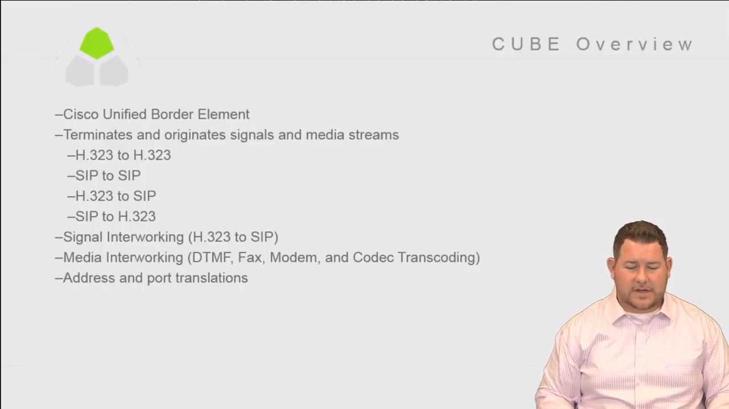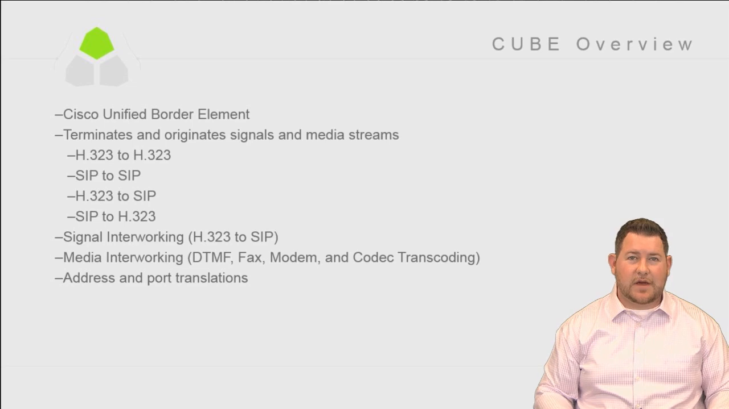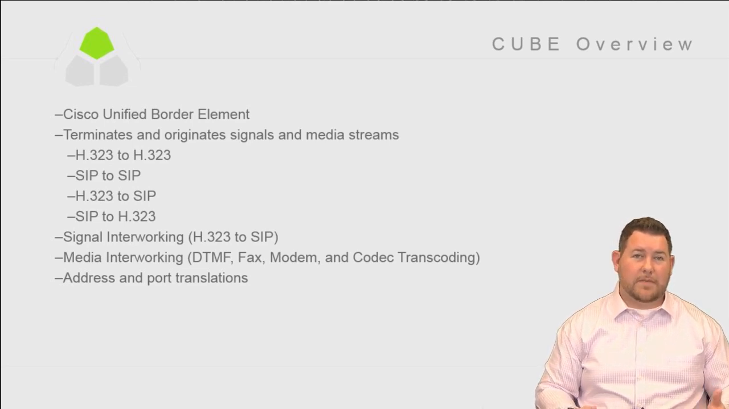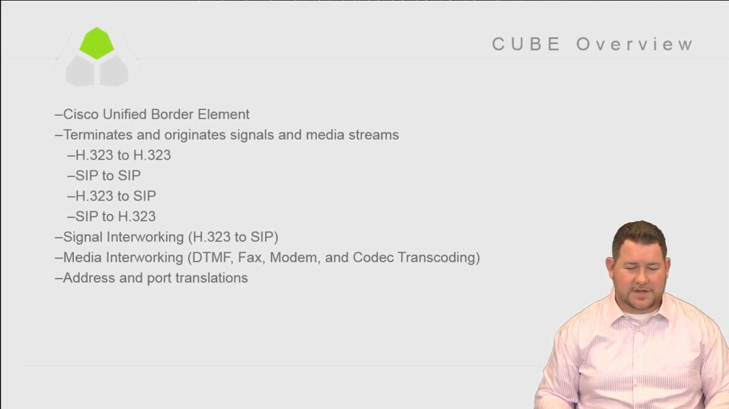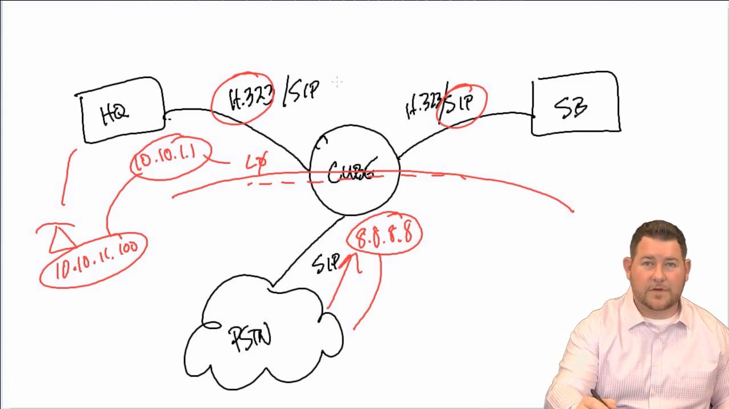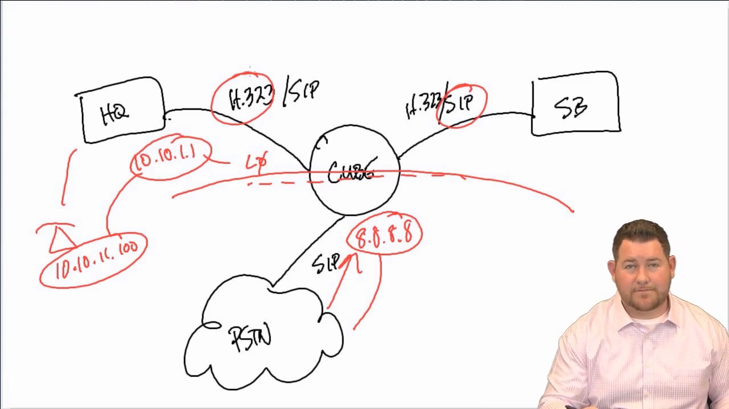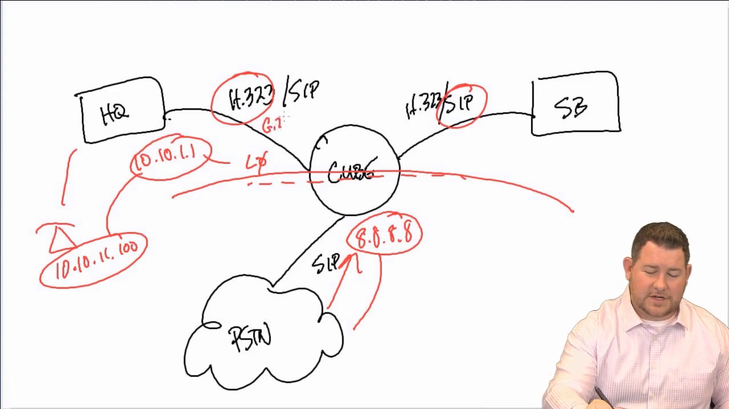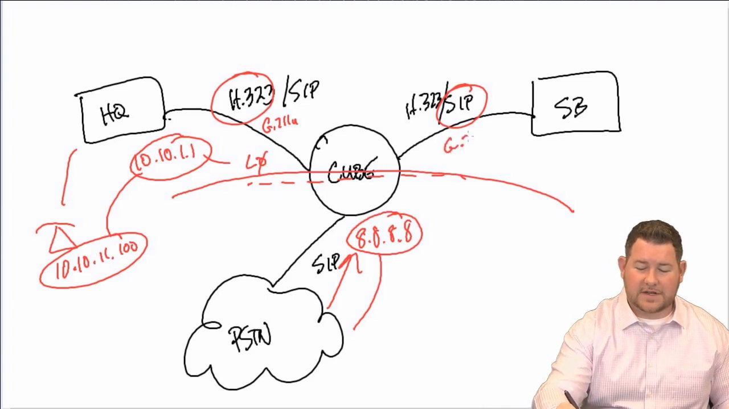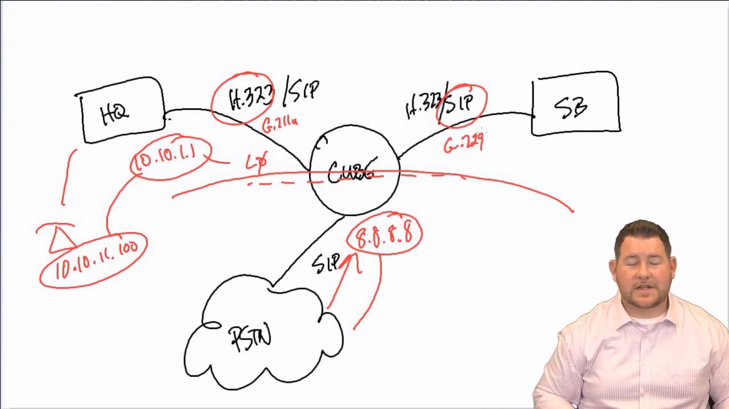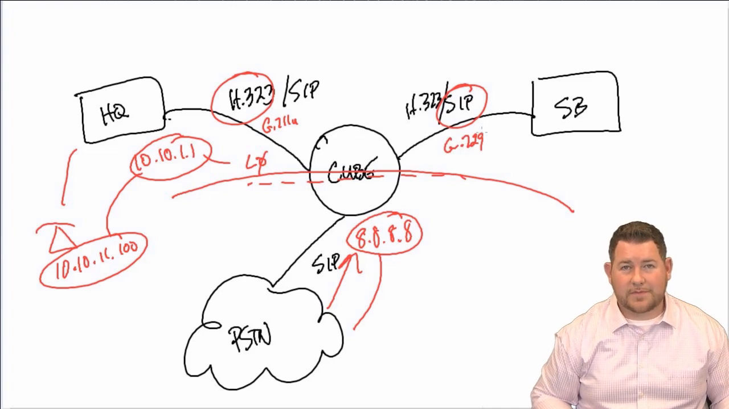Media interworking with DTMF, fax, modem, codec transcoding. Basically DTMF, if your DTMF methods are mismatched, then Cube can resolve that. It can be configured to resolve that. Also, it can perform transcoding for you if you have a codec mismatch. So for some reason, let's say that you have your H.323 trunk on this side set to use G711 only, and then on this side you have your SIP trunk set to use G729. Well, obviously at that point you're going to have a codec mismatch.